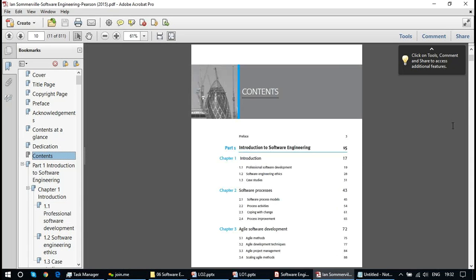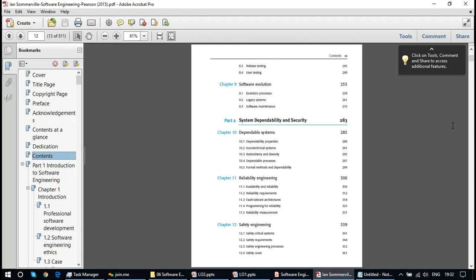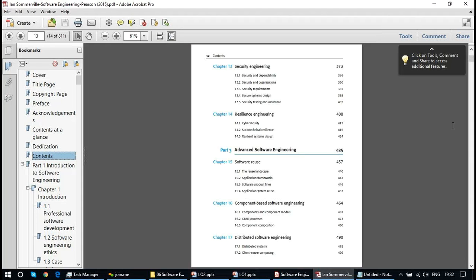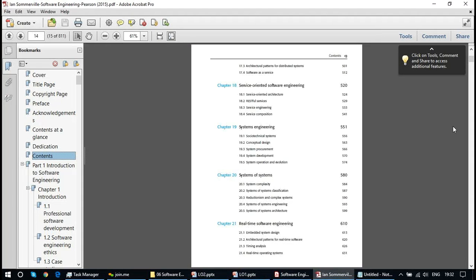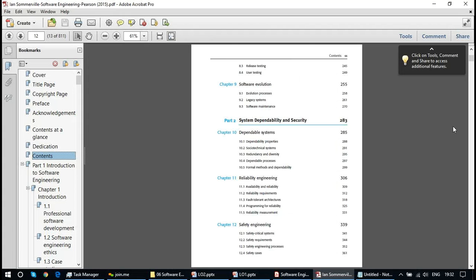So if we have a look, there is introduction, software processes, agile software development, system modeling, architectural design, and they have classified into a kind of advanced software engineering. Some of the issues are being taught at the higher level. So what I was trying to say is that software engineering doesn't teach you how to code, but it teaches you how to supervise the software development so that you should produce a successful software.